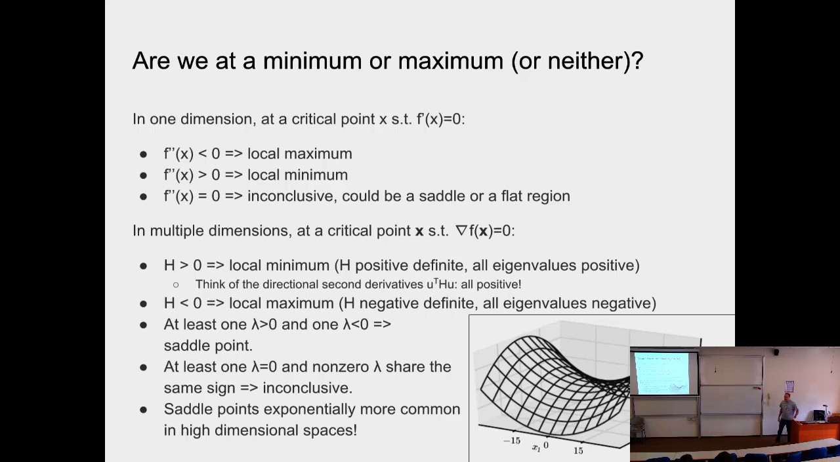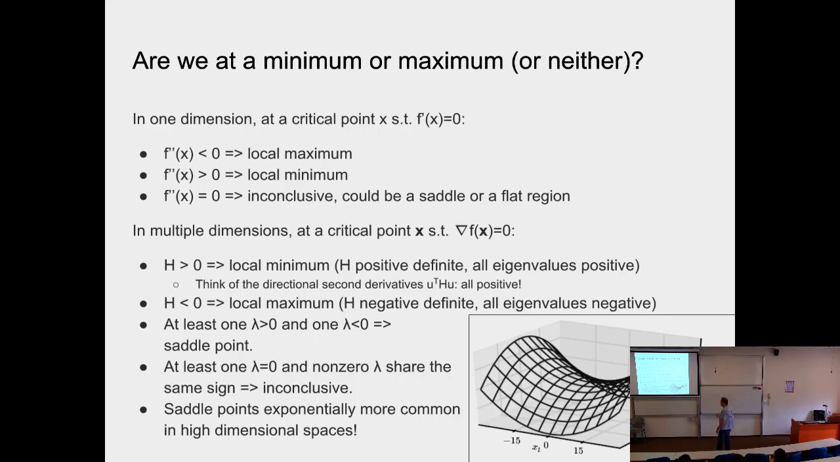Now, we said when gradients are zero, we call those points critical points, but critical points come in three flavors: minimums, maximums, and saddle points. And we can tell which one we're at by looking at the second derivative. If the second derivative is negative, it's a maximum. If it's positive, it's a minimum. If it's zero, then we don't know. It could be a saddle point like this, or we can be in the middle of a flat region.